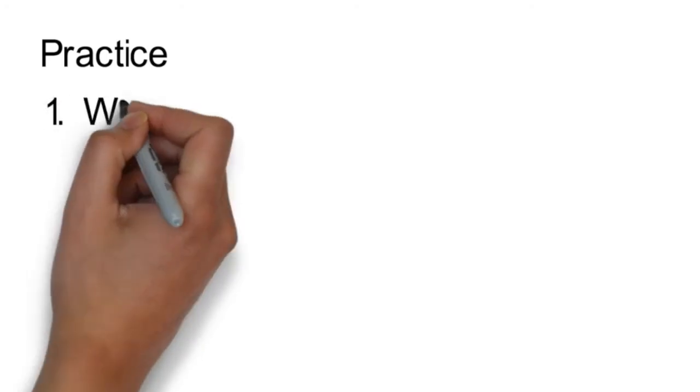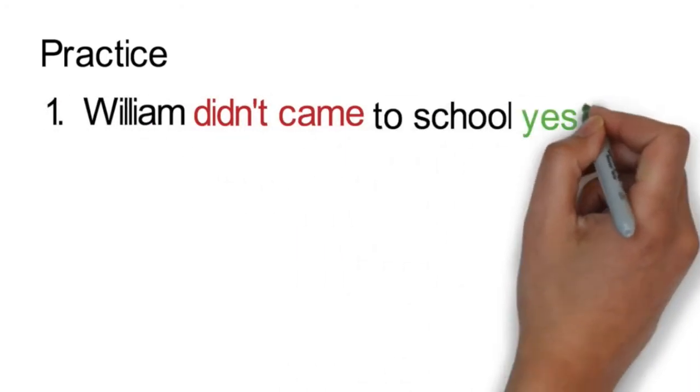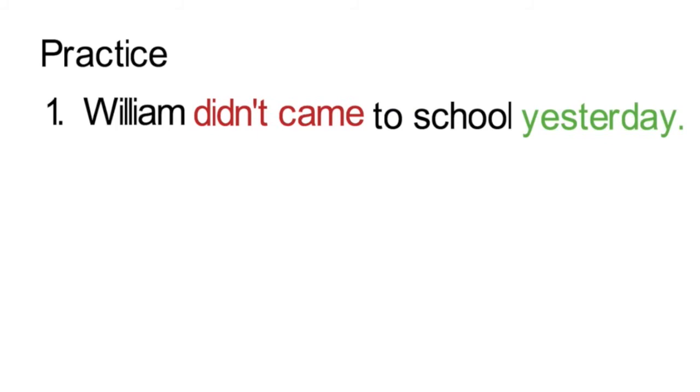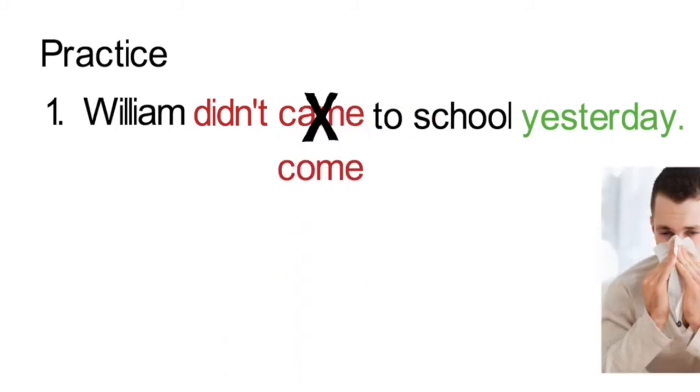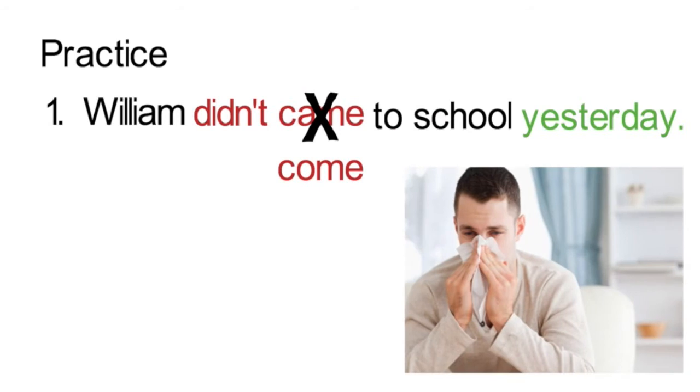Number 1, can you find the mistake here? William didn't came to school yesterday. That's right. William didn't come to school yesterday. If you look back at the table, you will see that didn't is followed by the base form of the verb come.